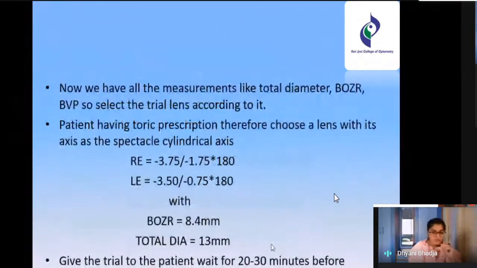Now, we have all the measurements like total diameter and zeta, so we select the trial lens according to these parameters. In a patient having a toric prescription, we have to choose the trial lens axis nearest or similar to the spectacle axis. Here the zeta is 8.4 and total diameter is 30. Give the trial lens to the patient and wait for 20 to 30 minutes before assessing.